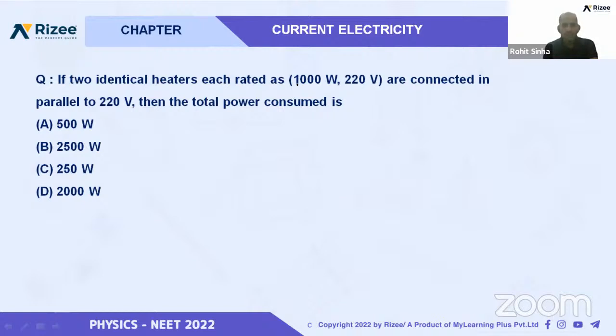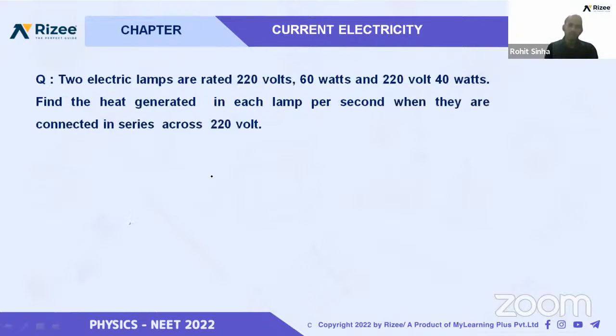Two electrical heaters. This one also is homework, because they are the same type of question. So we should not waste time on this type of question. Take this question as your homework also. You should take this type of question as homework. They are simple questions. This one also.